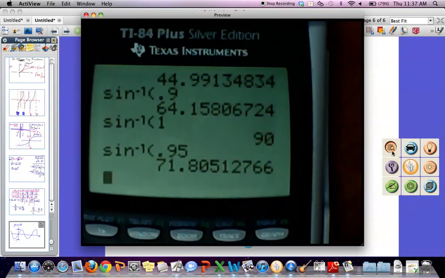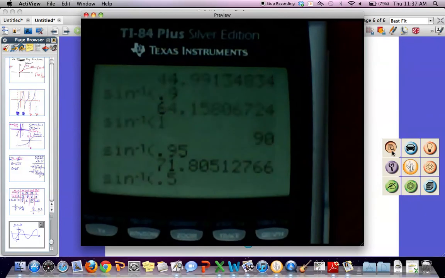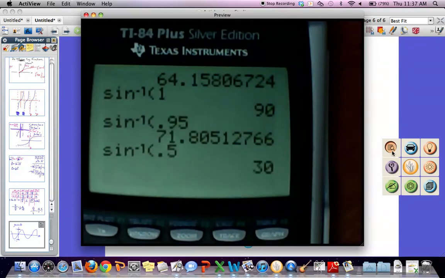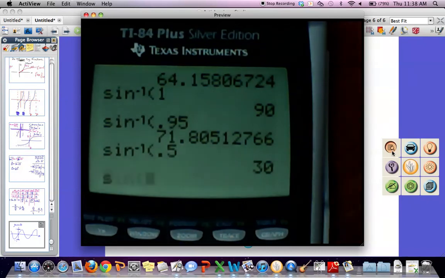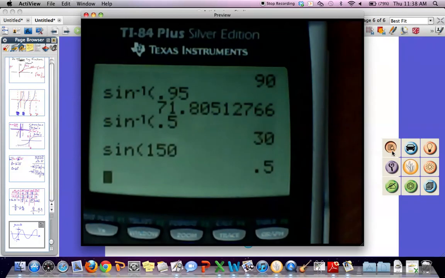So let's go back and do the 0.5. So that's 30. What are the other answers that have the sine of 0.5? The answers I want you to give me are between 0 and 360. You need to give me one more. And what quadrant is the sine positive in? Quadrant 2. So if 30 degrees is an answer, what's another answer? 150. You need to give me 2 answers. And if you don't believe me, do the sine of 150 and you get the same thing as the sine of 30.